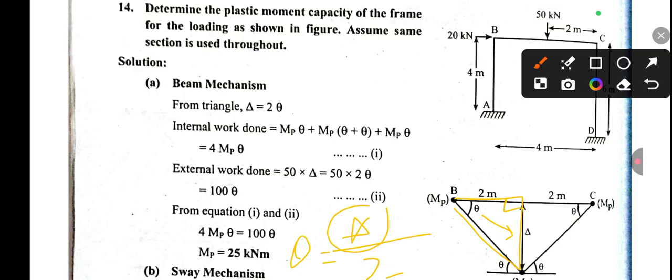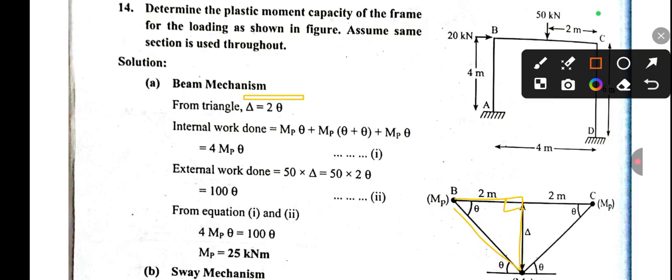So delta equal to how much? 2 theta. Okay, from here we can write delta equal to 2 times theta. Now we need to calculate internal work done and external work done. Okay, so first calculate the external work done. This will be easier.